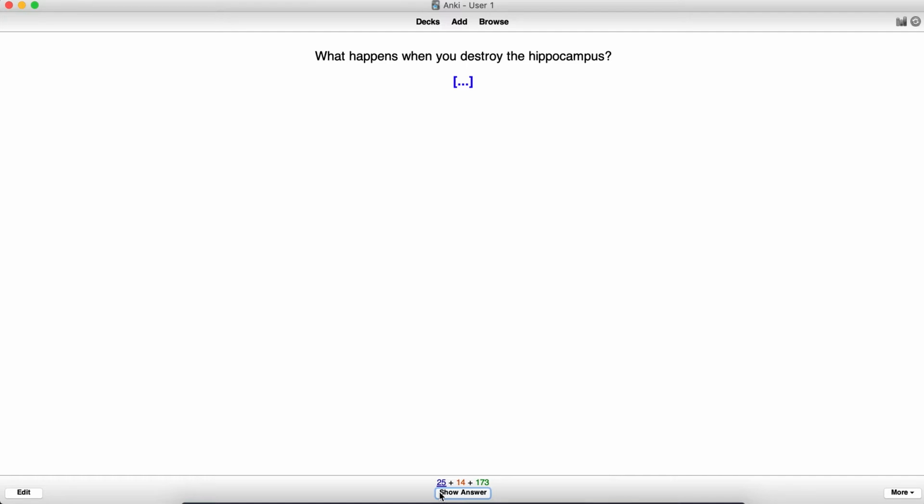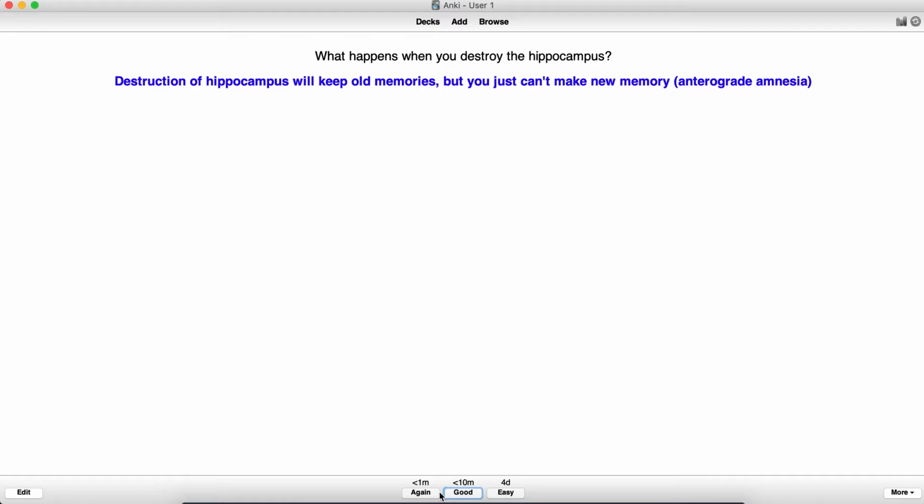What happens when you destroy the hippocampus? Don't forget. Destruction of hippocampus will keep old memories, but you just can't make any new memories. So this is called anterograde amnesia. Keeping old memories, just can't make new memories. Anterograde amnesia, because anterior means forward or new. So you can't make new memories, but you can keep old memories.